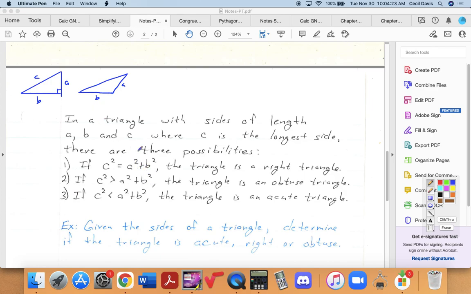So, in a triangle with sides of length A, B, and C, where C is the longest side, that's important here, there are three possibilities. First, if C squared is equal to A squared plus B squared, that's the Pythagorean theorem. It must be a right triangle. If C squared is greater than A squared plus B squared, the triangle is now obtuse. We've made this side bigger, made this angle bigger. And if C squared is less than A squared plus B squared, the triangle is an acute triangle.